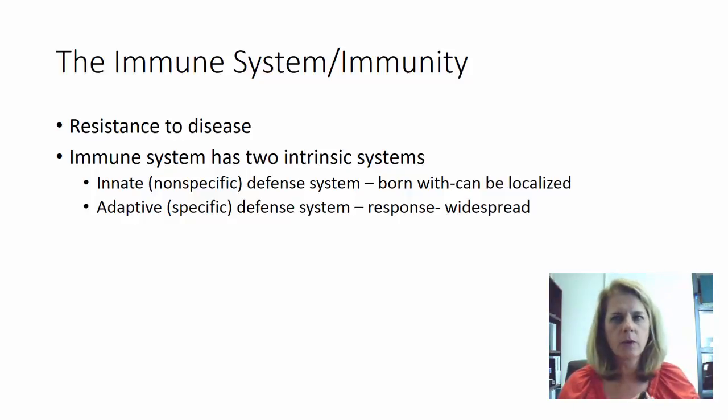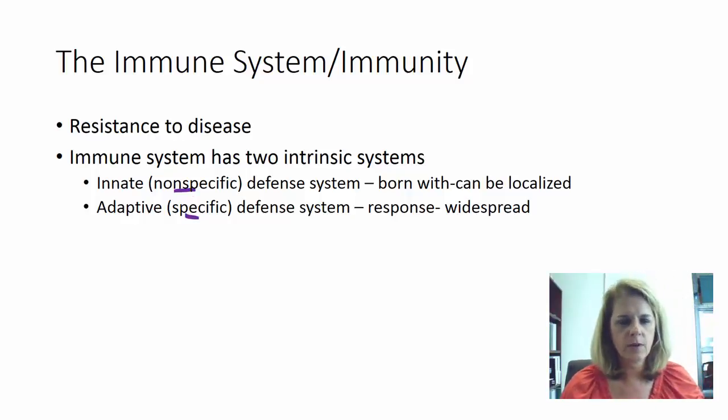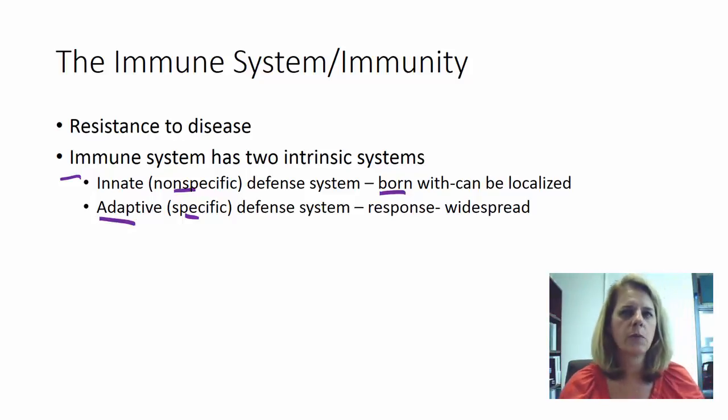And so we've got many different ways for our bodies to try to resist disease. And we do it in kind of two major ways. We have what's called a non-specific defense system and a specific defense system, okay? And so the non-specific, we use the word innate, okay? And it's what we're born with. And this can be a localized defense. The adaptive or specific can be widespread, all right? And I'm going to break this lecture down into basically innate systems and then adaptive systems in another video.